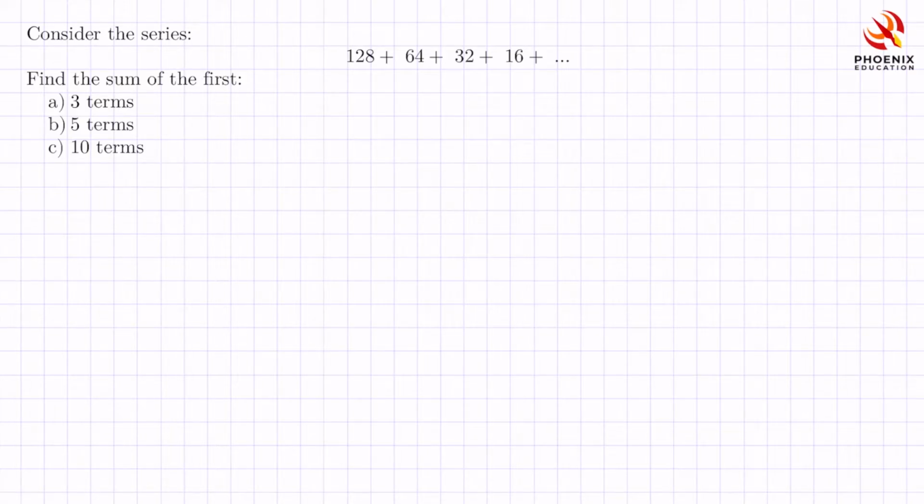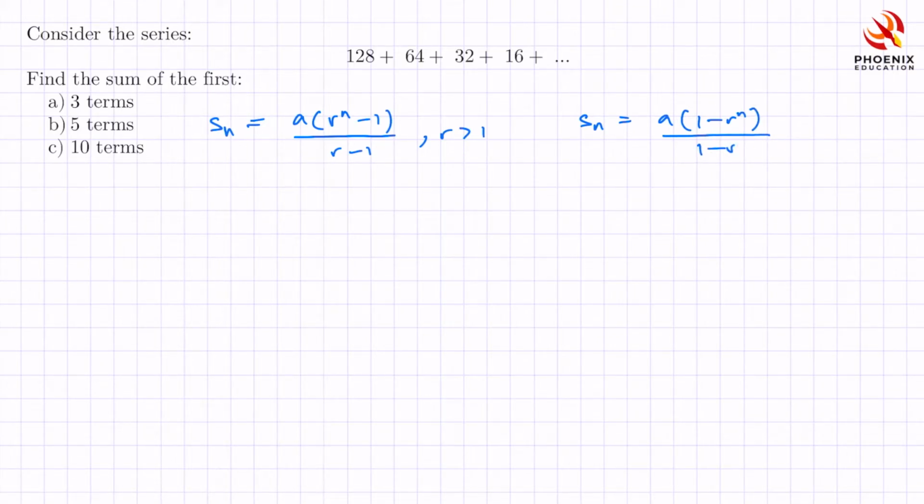When r is greater than 1, you have Sn is equal to a(r^n - 1) divided by r - 1. And the other formula, for when r is less than 1, is Sn is equal to a(1 - r^n) divided by 1 - r.